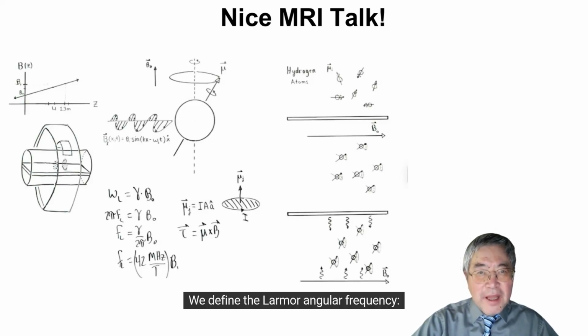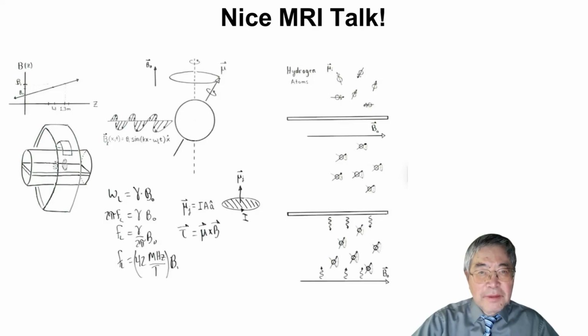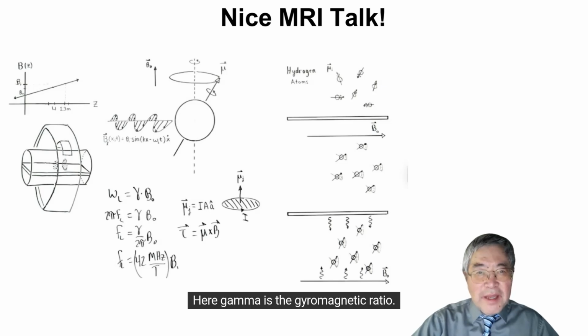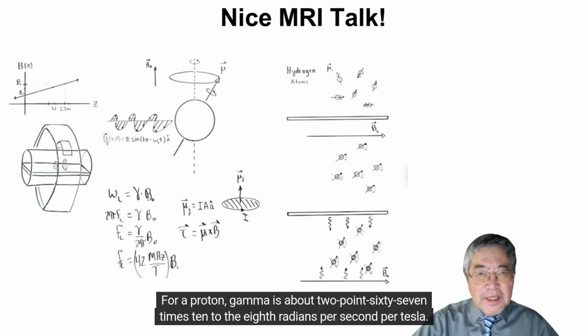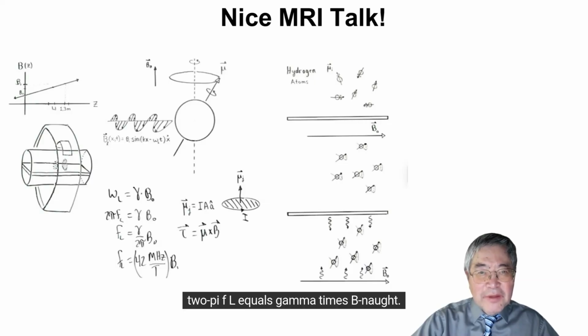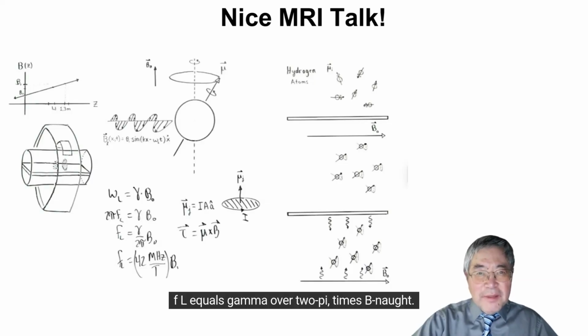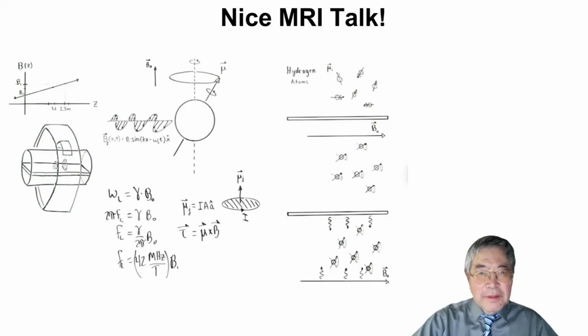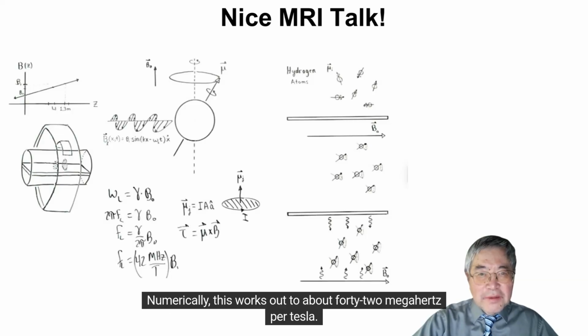We define the Larmor angular frequency: omega L equals gamma times B naught. Here, gamma is the gyromagnetic ratio. For a proton, gamma is about 2.67 times 10^8 radians per second per Tesla. To convert from radians per second to hertz, we divide by 2 pi. So, 2 pi f L equals gamma times B naught, or equivalently, f L equals gamma over 2 pi times B naught. Numerically, this works out to about 42 megahertz per Tesla.